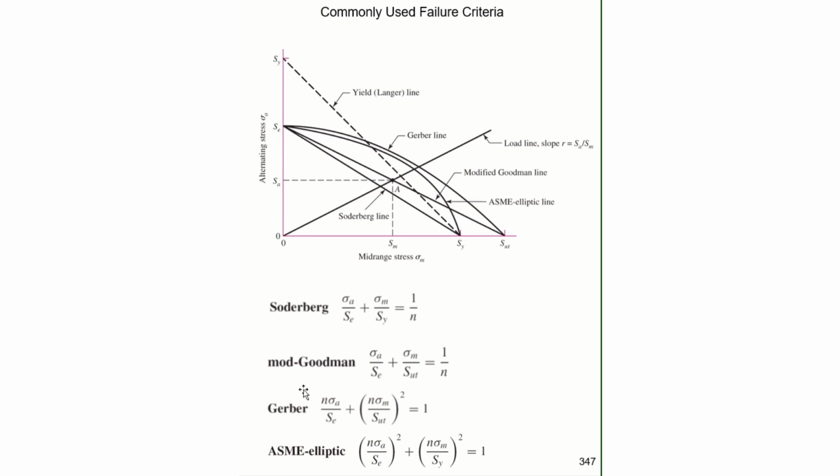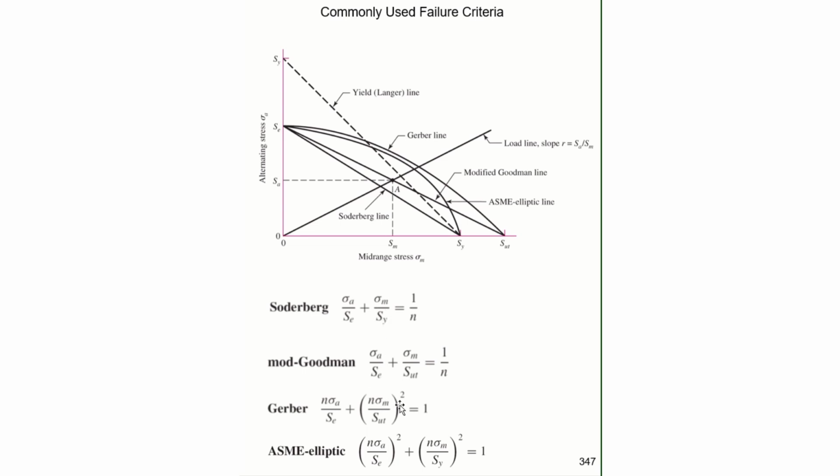So here are the equations of these different failure theories. I will expect you to have these equations memorized and be able to use them. And you can see that they are all very similar curves. We have the alternating and mean stress components in the numerators in every equation. For the Soderberg, we divide the alternating stress by the endurance limit and the mean stress by the yield strength. The only difference with the modified Goodman is we use the ultimate strength instead of the yield strength.